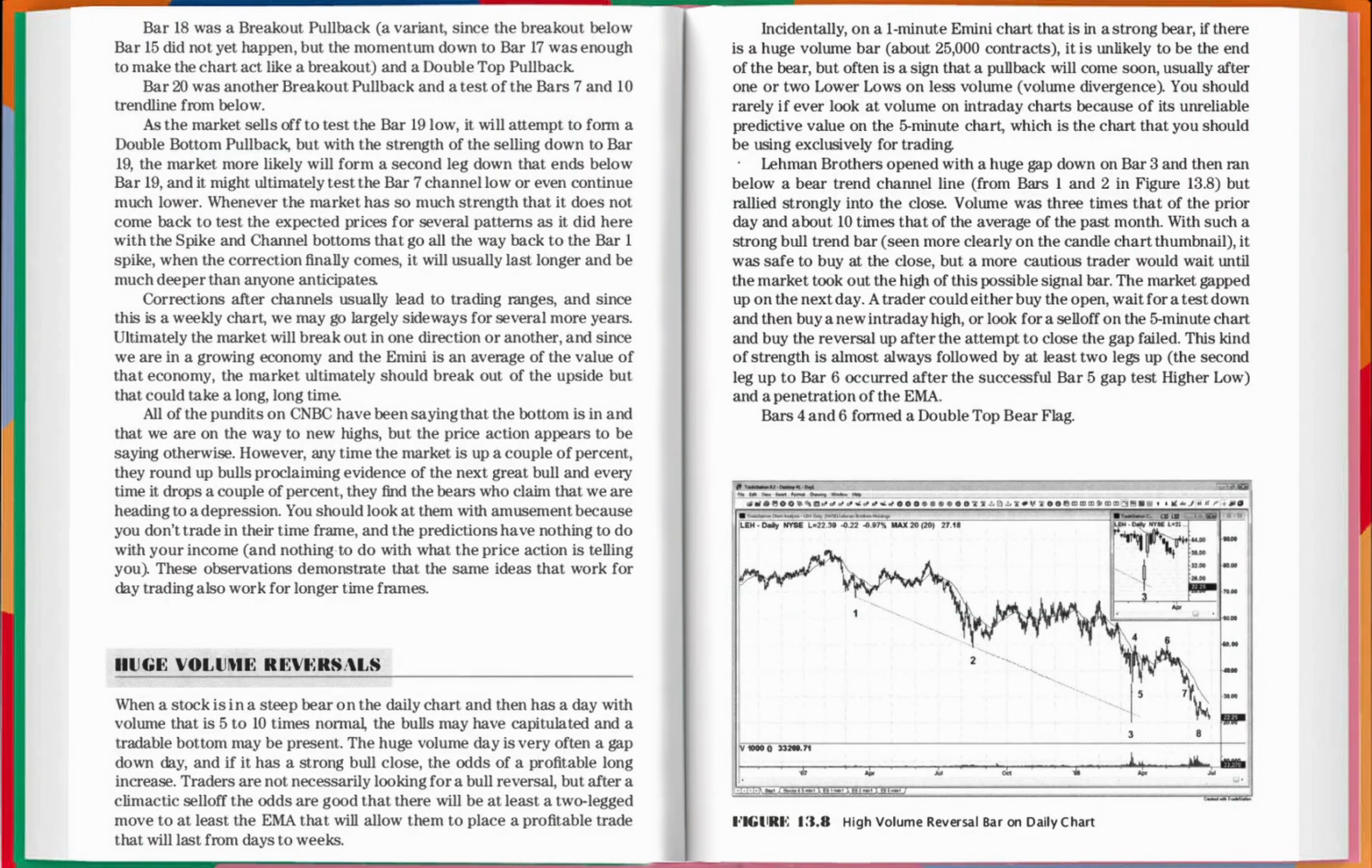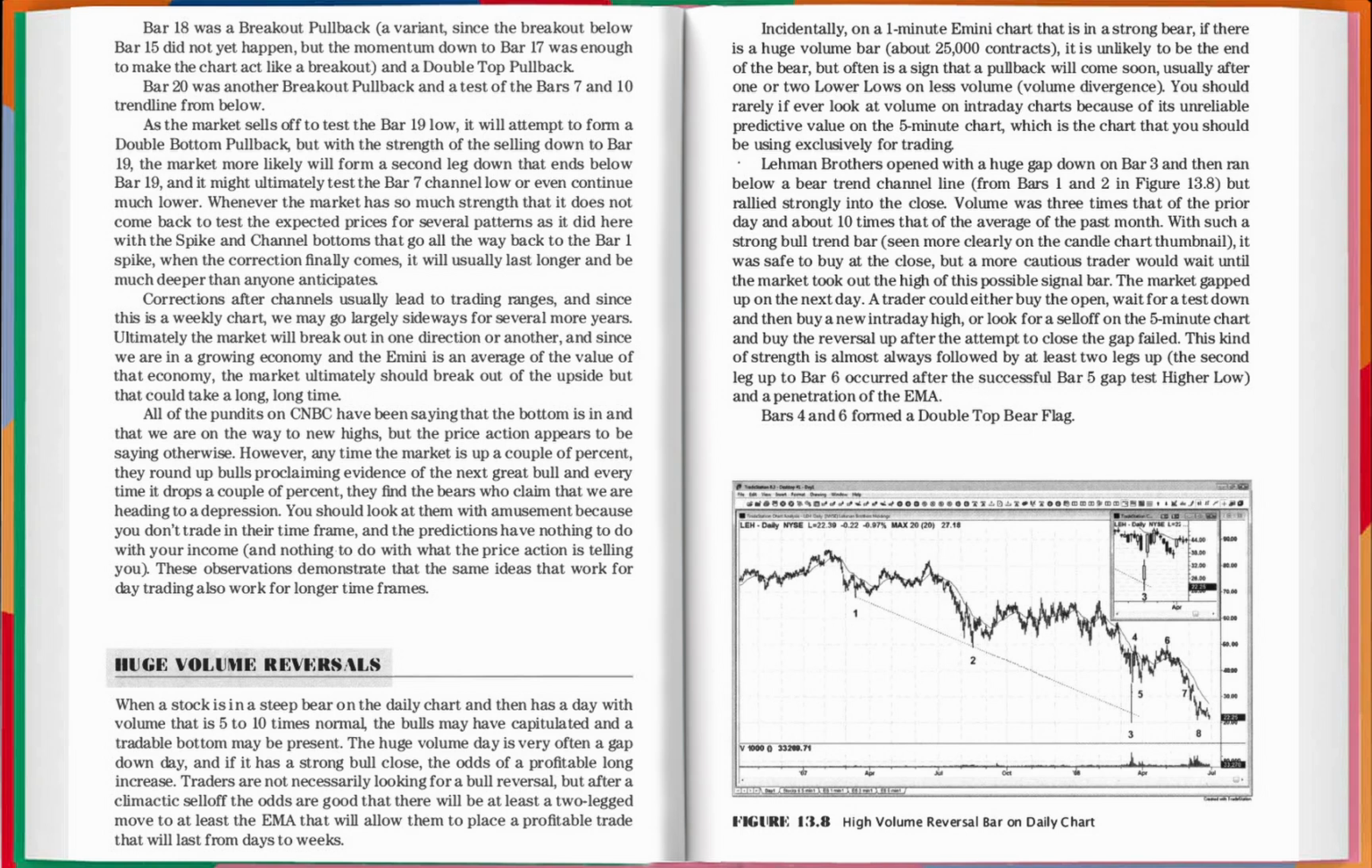Bar 18 was a breakout pullback, a variant, since the breakout below bar 15 did not yet happen, but the momentum down to bar 17 was enough to make the chart act like a breakout, and a double top pullback. Bar 20 was another breakout pullback and a test of the bars 7 and 10 trendline from below. After the market sells off to test the bar 19 low, it will attempt to form a double bottom pullback.